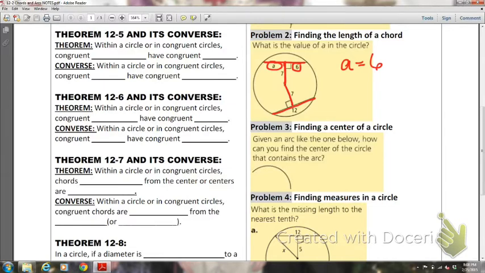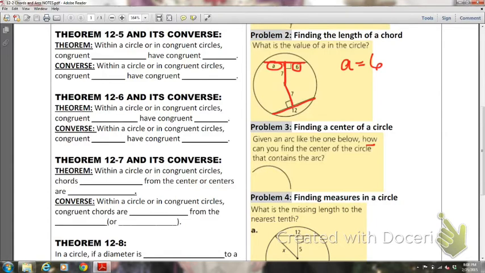In the next question, finding the center of a circle, it says, given an arc like the one below, how can you find the center of the circle that contains the arc? So how can you find it is the question.